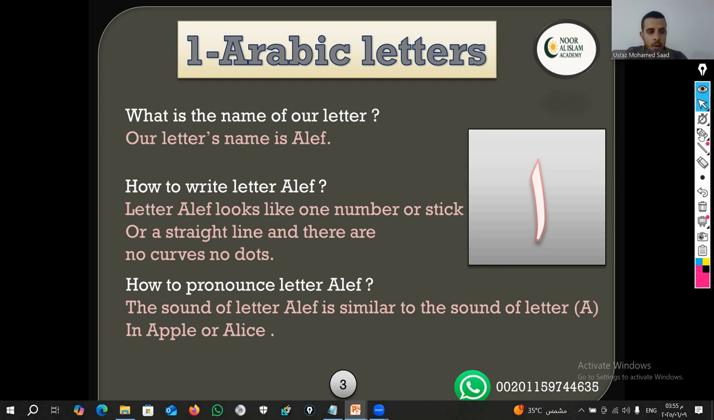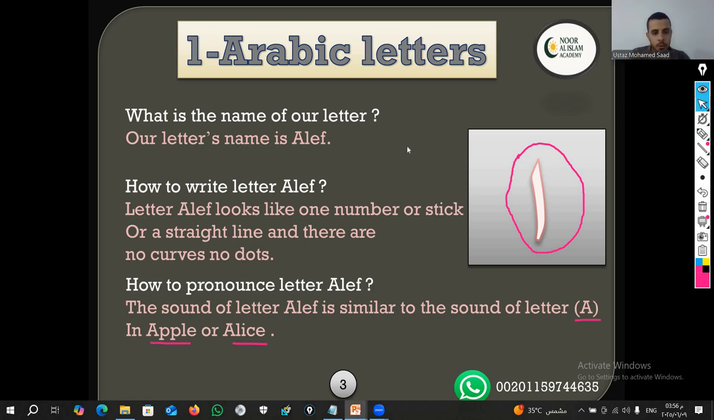And that was the first letter I have discussed with you, the one that is called Alif. So again, this is Alif, and as you can see, Alif looks like the number 1, or a stick or a straight line, and there are no curves, no dots. The sound of letter Alif is very similar to the sound of letter A in the word apple or Alice.